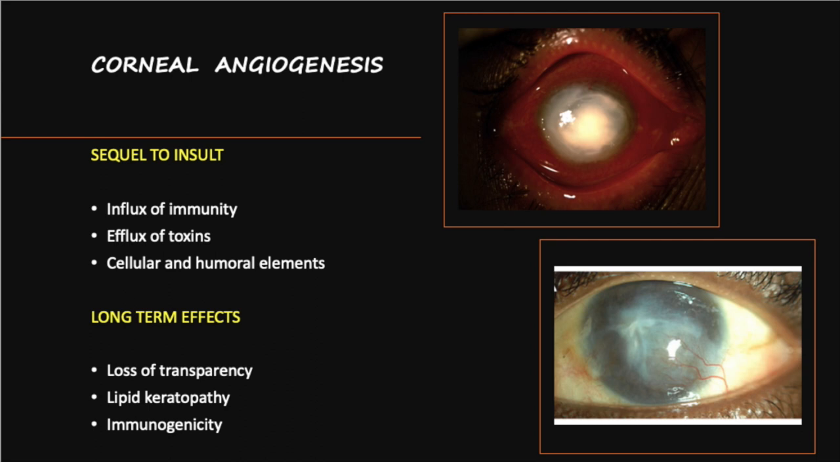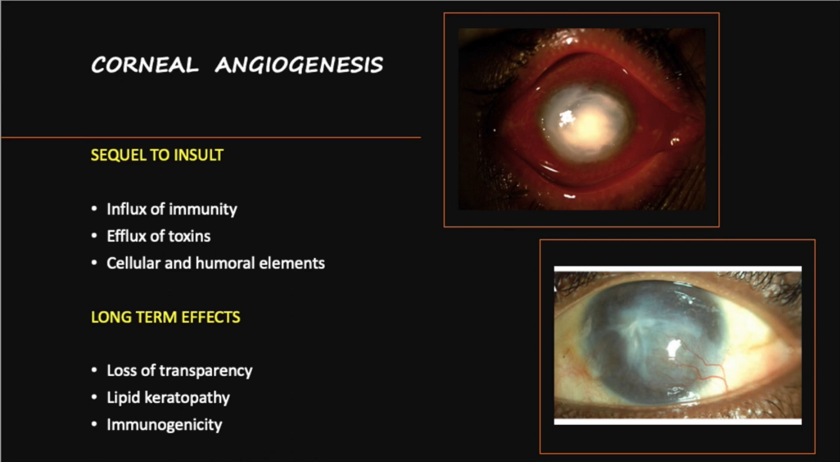However, because these blood vessels are formed in haste in response to the situation, they are immature and leak lipid, and the vessels also overstay their time. This ultimately results in loss of transparency, lipid keratopathy, and immunogenicity of the cornea.